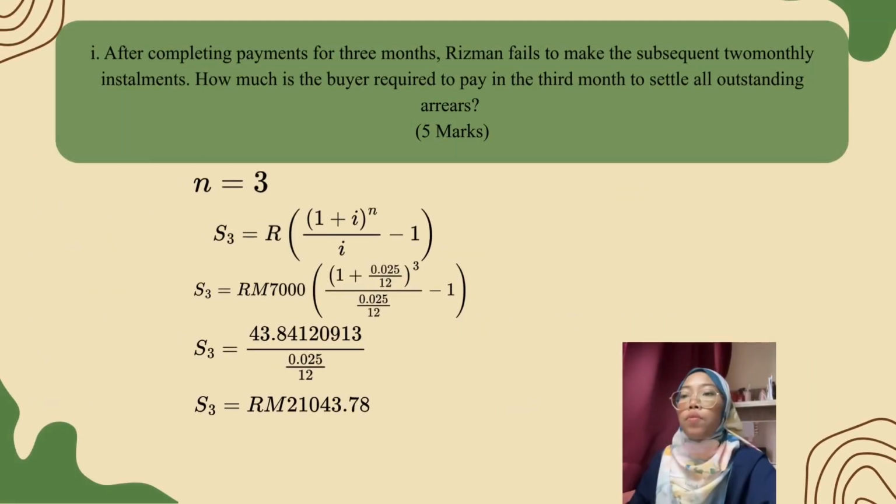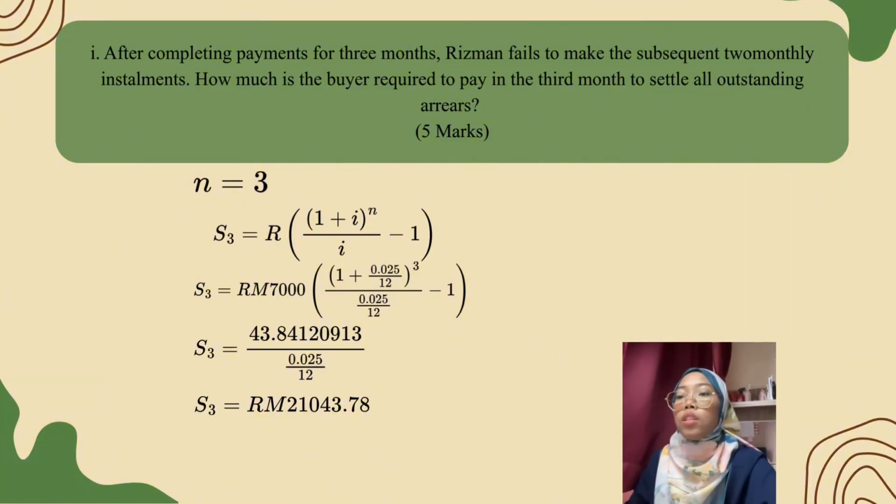After completing payments for 3 months, Rizwan fails to make the subsequent 2 monthly installments. How much is the buyer required to pay in the 3rd month to settle all outstanding arrears? So N equals 3. So we use the formula S equals R bracket 1 plus I to the power of N divided by I minus 1 bracket.